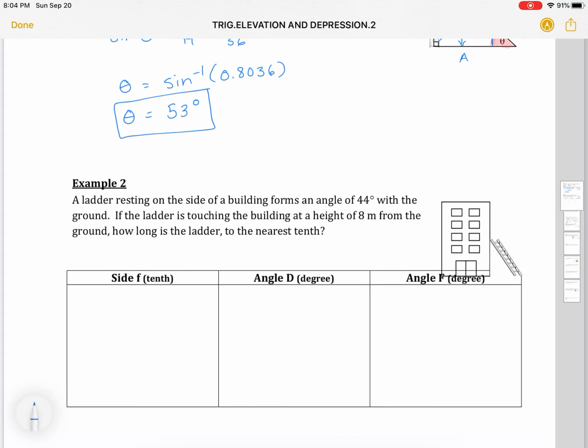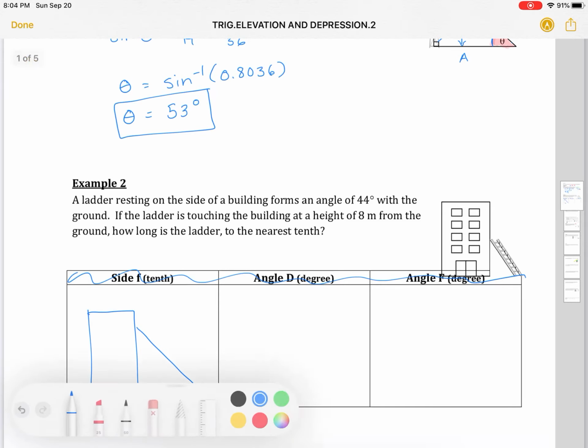Example number 2. I don't know why I have this weird table here. I think it was carried over from something else, so we're going to ignore that. We've got a picture of a building there. I'm going to redraw it.